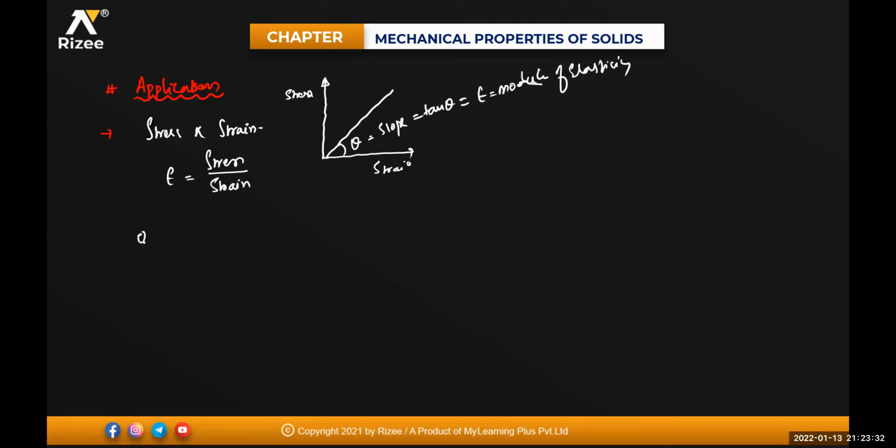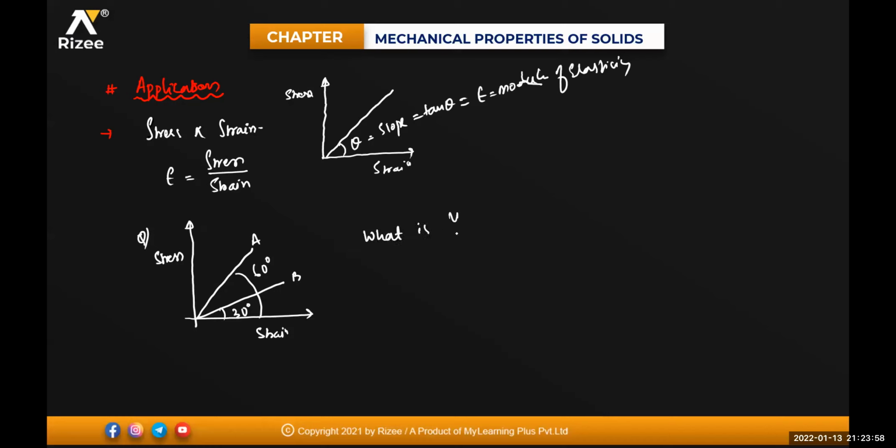We'll get a question something like this, where I may give you a graph. This is your y-axis and this is your x-axis. On the y-axis I take stress, and on the x-axis I take strain. The graph is something like this. This is point A and this is point B. One line makes an angle of 30 degrees and the other makes an angle of 60 degrees. So what is Young's modulus of B divided by Young's modulus of A?